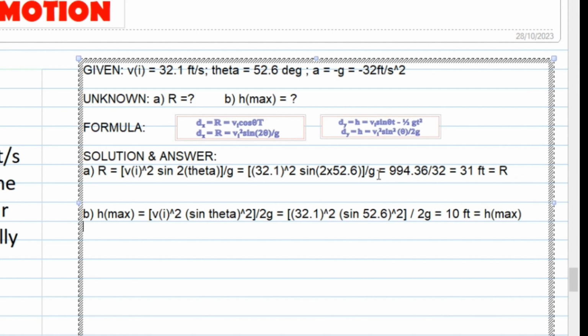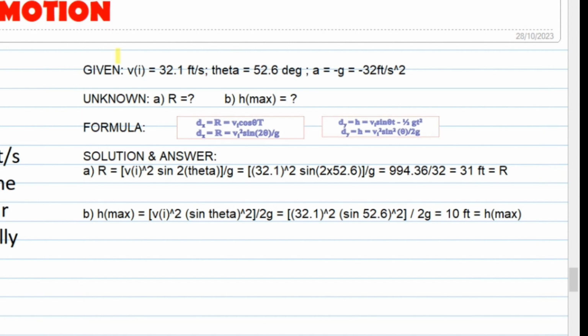994.36. Ay, hindi pala 9.8, 32 nga pala ang nagamit natin. So, 994.36 yung nasa taas, numerator, divided by g na 32. So, ang makukuha natin ay approximately 31 feet. Okay, rounded off yan sa whole number. So, our range is 31 feet.